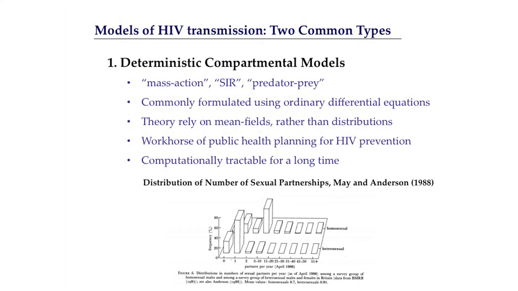This graph below is from a 1988 paper by May and Anderson from England, and it just shows a difference in the reported number of sexual partnerships between homosexual and heterosexual couples. The type of model they used for this data was a deterministic compartmental model. To this day, the majority of the research conducted in HIV transmission modeling uses this paradigm, and it's provided a lot of great insight into controlling HIV infections.